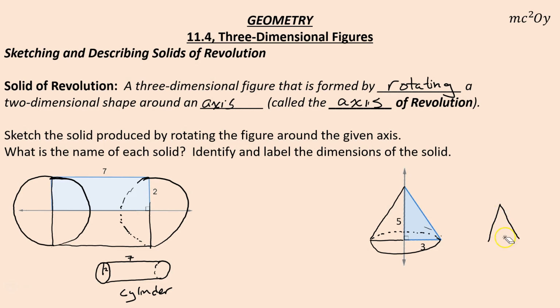And notice, once again, my base should be dashed back here, so we'll do that. All right, and we go from here to here. That has a length of 3, or a radius of 3, and then the height of our shape is 5.